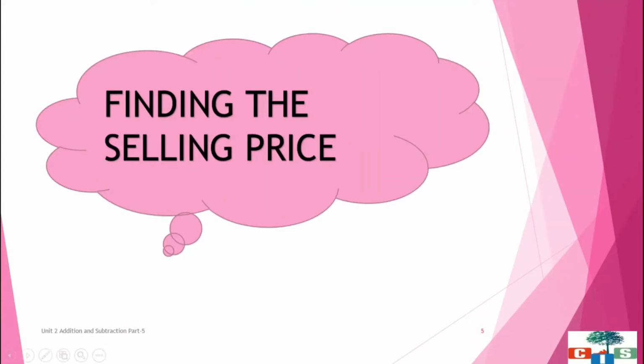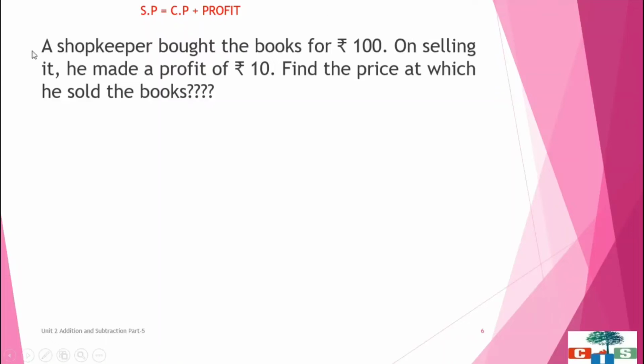Now we will learn to find the selling price when profit or loss is given. Okay, so let's start. See, a shopkeeper bought the books for rupees 100. On selling it, he made a profit of rupees 10. Find the price at which he sold the books.